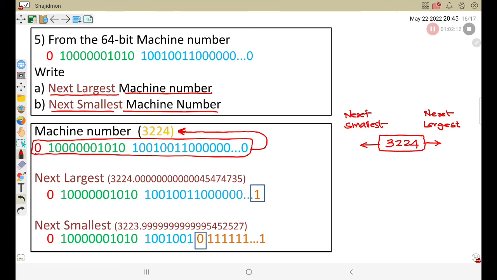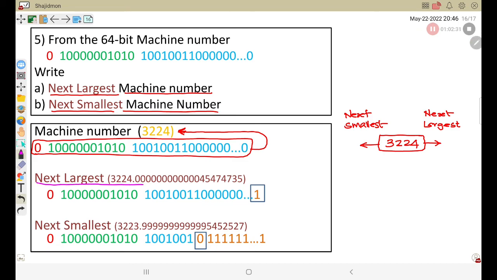What number will the computer take before 3224? This is the meaning of next largest and next smallest. This is what we call machine precision: how accurately we can represent a number in a 64-bit computer. See, I wrote the answer here.